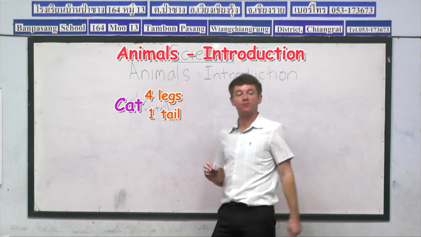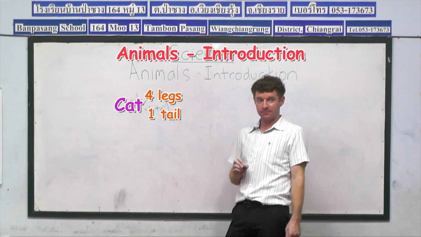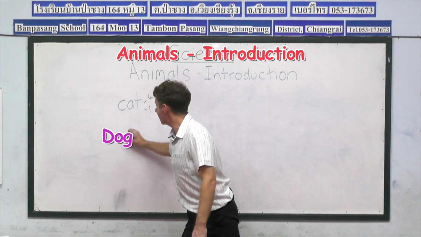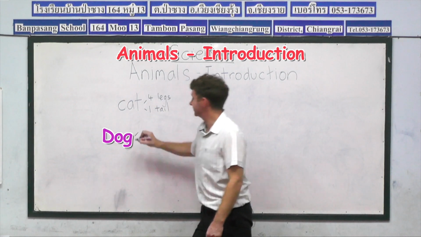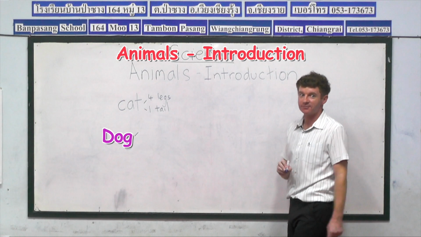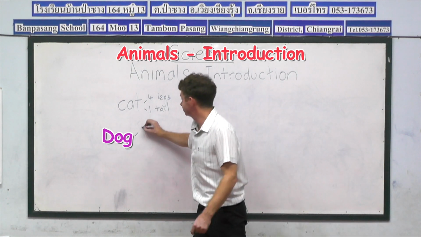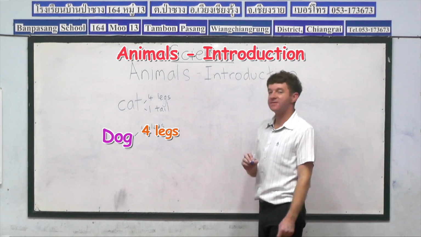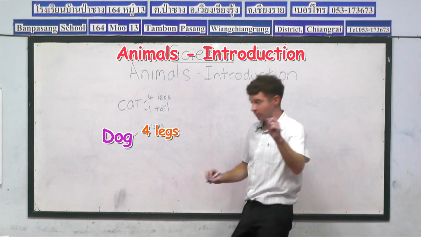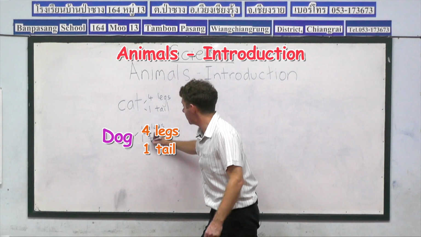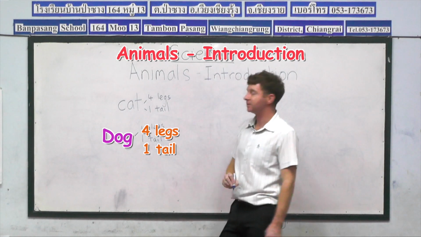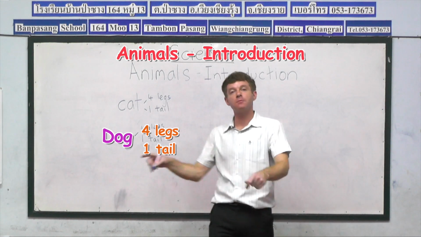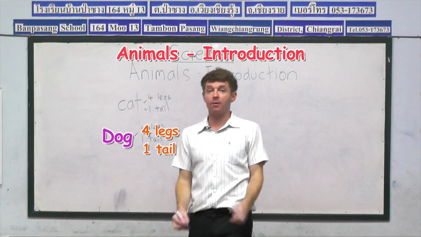But how about, somebody else said, a dog? How do we spell dog? D-O-G. Okay, how many legs does a dog have? 4 legs. How many tails does a dog have? 1 tail. So you can see how some animals can be similar. Cat and a dog are very similar. They have the same number of legs and the same number of tails.